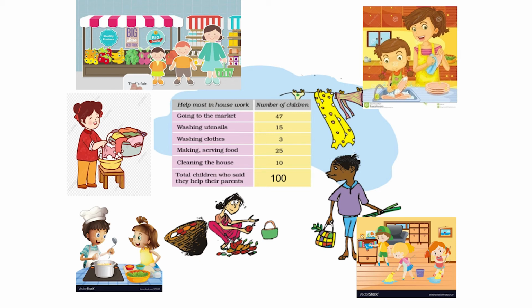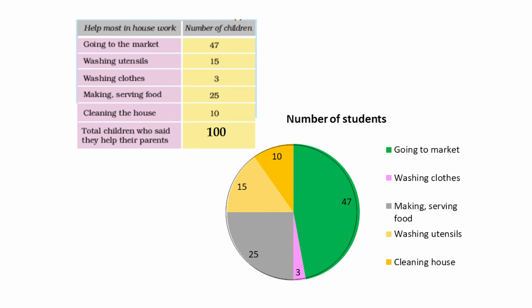Now we have our information in the form of a table. But how do we represent it in the form of a pie chart? Now to do that, we need the help of our table. Before we go ahead, we need to first draw a circle for a pie chart. With the help of the circle, we will now be representing each part of the circle with a different color, which will tell us about a specific work done by the students. For example, as you see here, the number of students that help by going to the market is represented in green color. The students that help by washing clothes is represented in pink color.